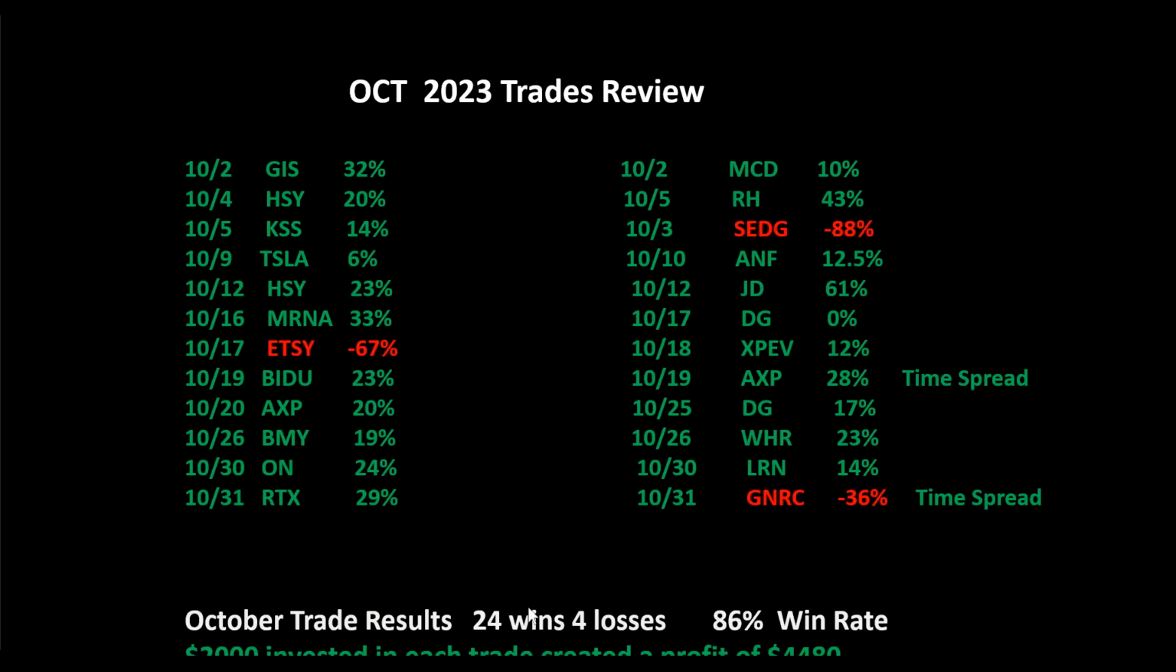Okay, October, same thing: 24 wins, 4 losses, 86% win rate, $44.80 profit, investing $2,000 in each trade. So you can see the percentages here just remain consistent. A lot of them in the 20s, a lot of them in the 30s, 61 here in JD, and a couple of losers along the way, but basically very, very consistent.